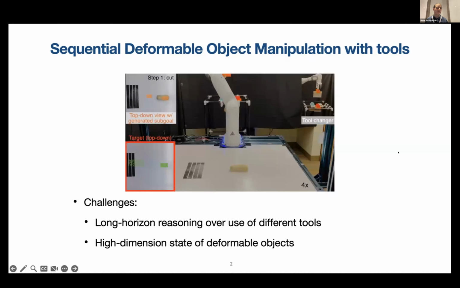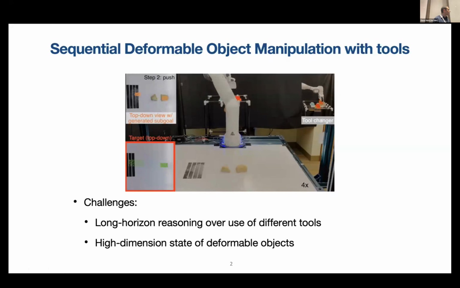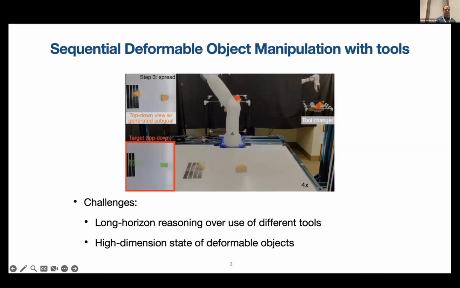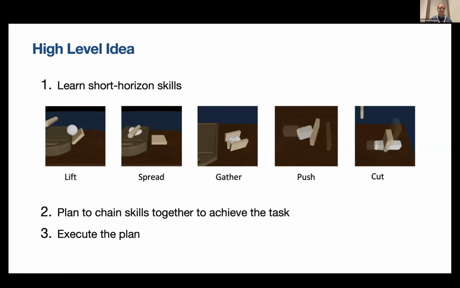The challenges involved in this task include long horizon reasoning over different tool use, and the fact that we have this high dimensional state of deformable objects. So dough can take many different shapes, and how can we capture that? Essentially we need to do a combination of planning, but with these kinds of deformable objects that probably involve some kind of learning method that we're going to use.